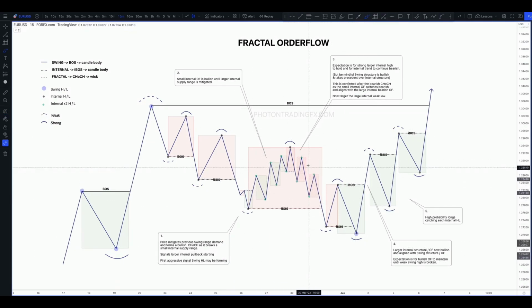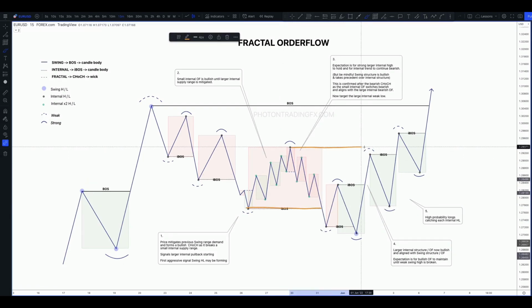Okay, cool. So we get that shift in small internal order flow, and then we continue down, and then we take out that low. So that gives us another internal break of structure, which then means at that point the larger internal range is from that high, because this is the high that took out this low, and then this low here. So we pull back, and then we continue that bearish order flow. So we get another internal break of structure. Now we're playing within this range, so that gives us this supply range here.